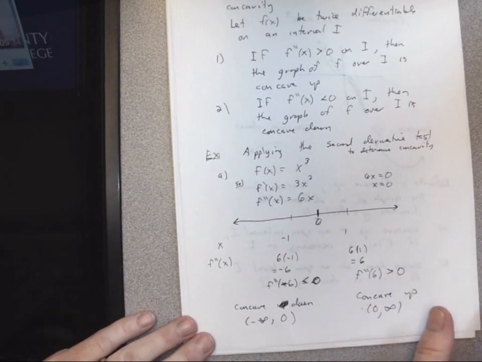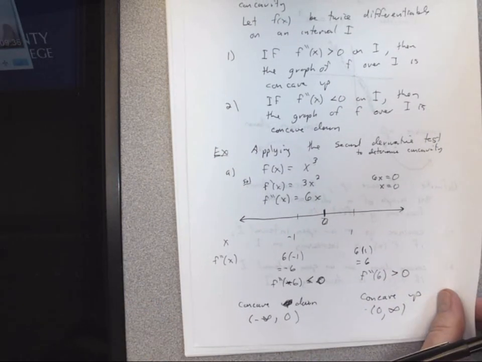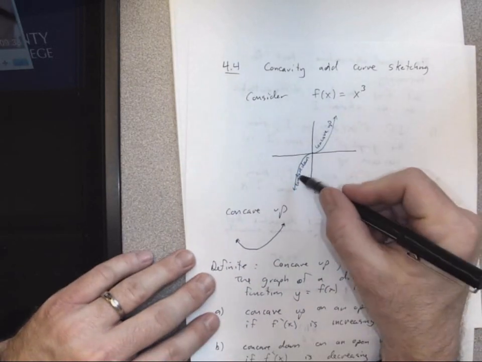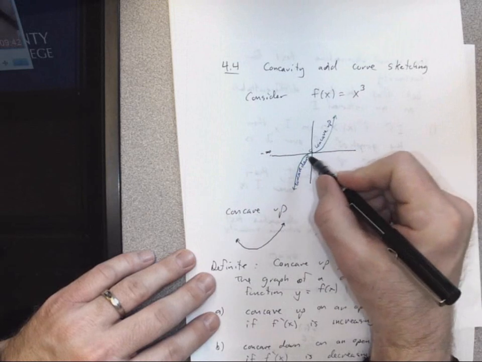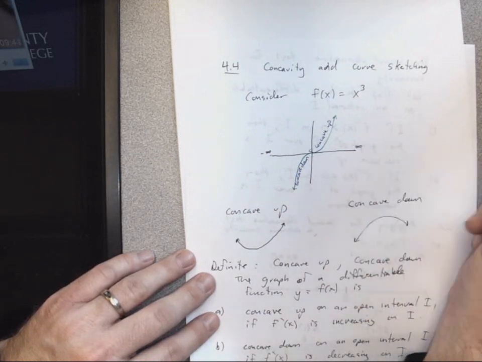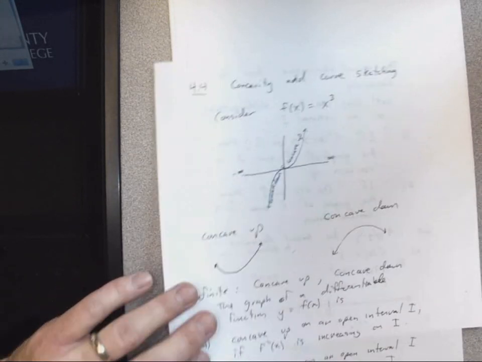So there we have it. That kind of verifies our graph right here. We knew that it was concave down over here from -infinity to 0, and it's going to be concave up from 0 to infinity. So it shows that that's the case.